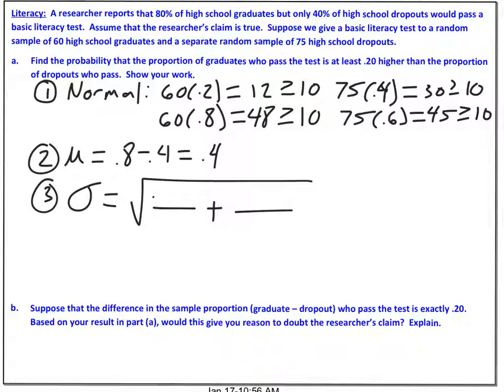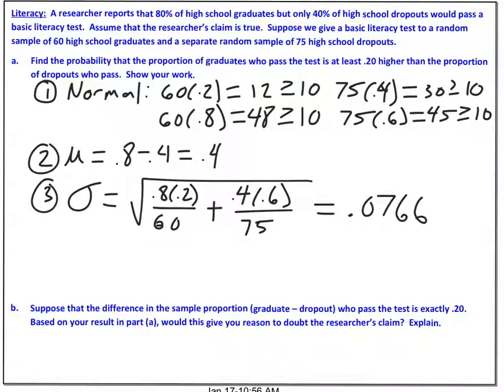That would be 0.8 times 0.2 over 60, and then 0.4 times 0.6 over 75. Okay, so based on that, the difference in the sample proportions.